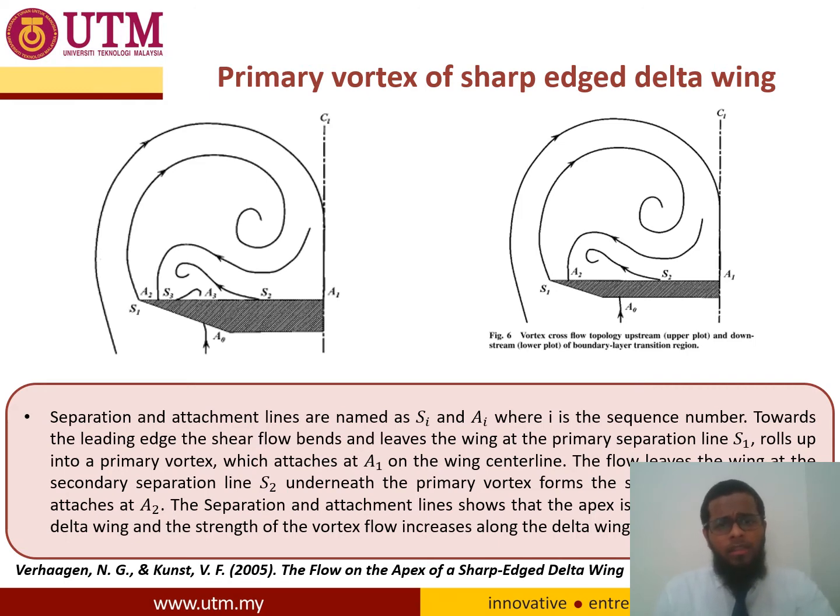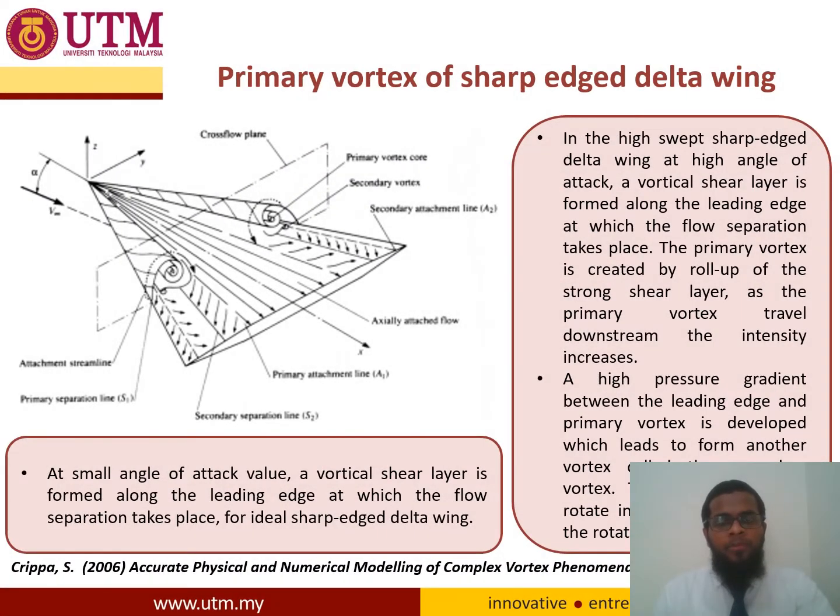The vortex flow increases along the delta wing leading edge. Again, on the sharp edge delta wing, Kuripa in 2006 published the paper on accurate physical and numerical modeling of complex vortex phenomena. In that paper, he said that for a high sweep sharp edge delta wing at high angle of attack, a vortical shear layer is formed, which rolls up and forms the primary vortex.